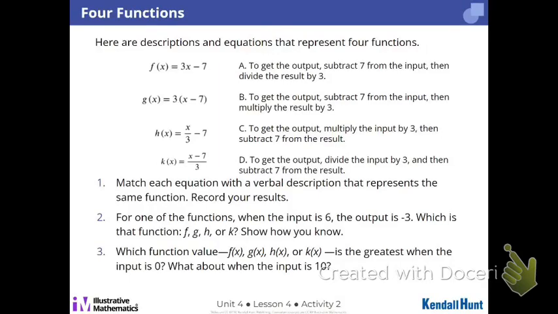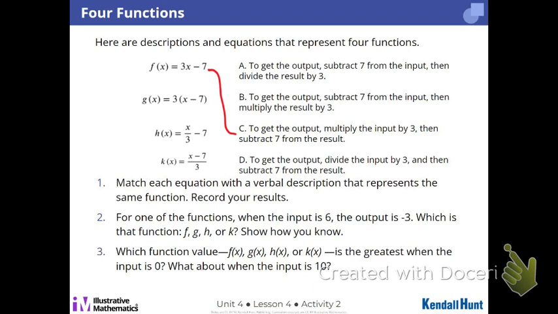All right, y'all. We're going to start matching these functions. F of x. Who thinks they got what letter we should go to for f of x? All right, Charlie. C. See, let's take a look. To get the output, multiply the input by 3. So 3x, okay? Then subtract 7 from the result. Do I need parentheses right here? No, because the order of operation is going to require the multiplication to happen first.